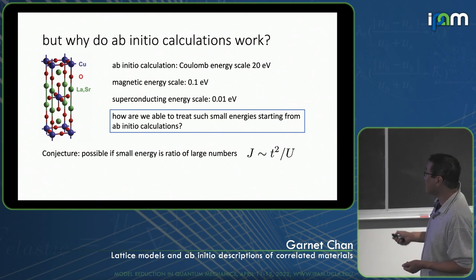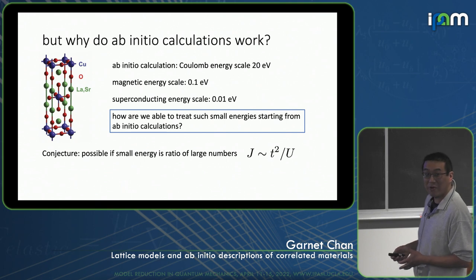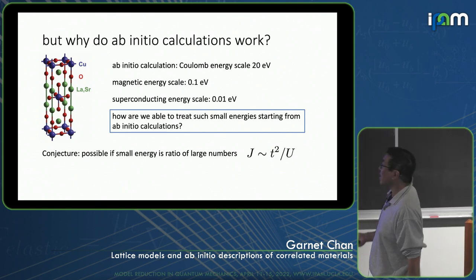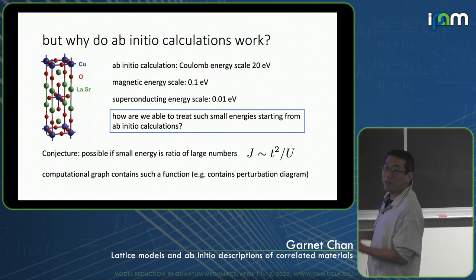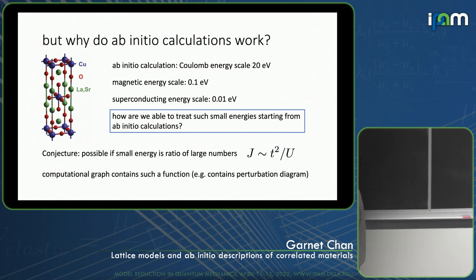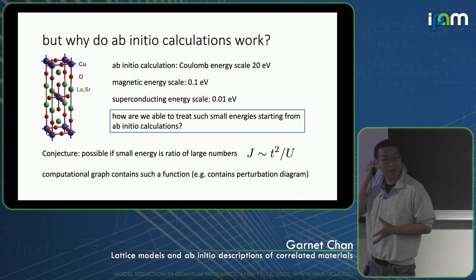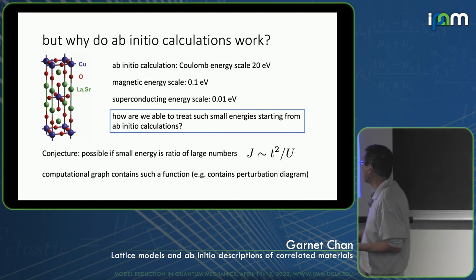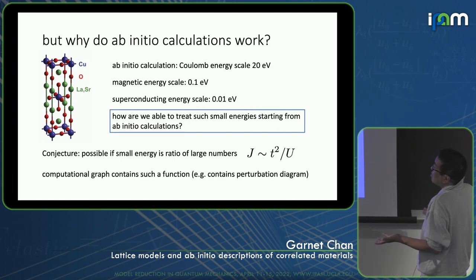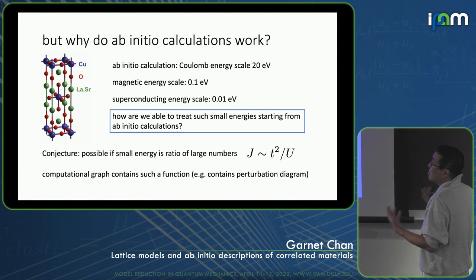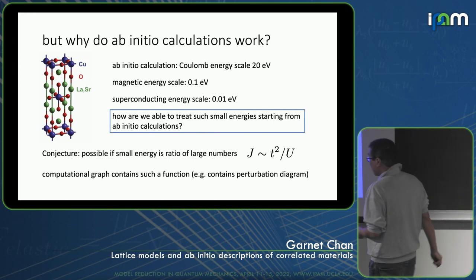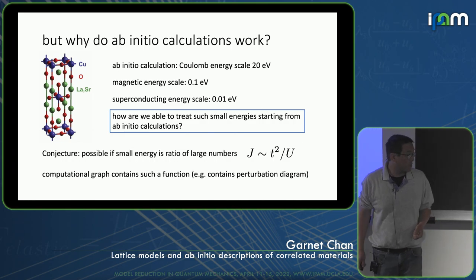So for example, this is a perturbation theory expression. And so if you do an ab initio calculation with perturbation theory, then you're actually putting the formula into your computational graph. So if your computational graph has these functions, which are generating these small things as the ratio of these numbers, then probably you're okay, then probably you're safe. But I don't actually know. Sometimes people who are very skeptical of this approach just say, well, how can you get anything meaningful? But this is my guess. And that's a question that I'm going to end with, and that's the end of my talk. Thank you.